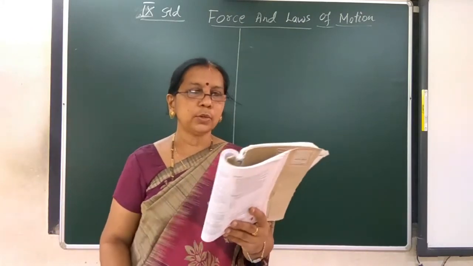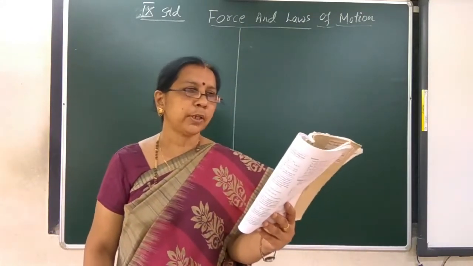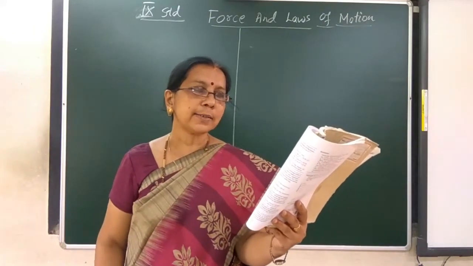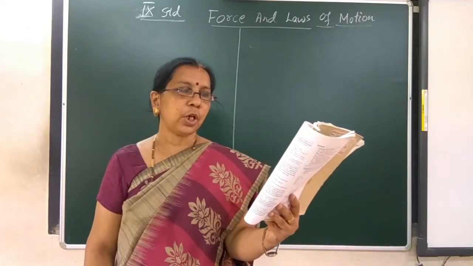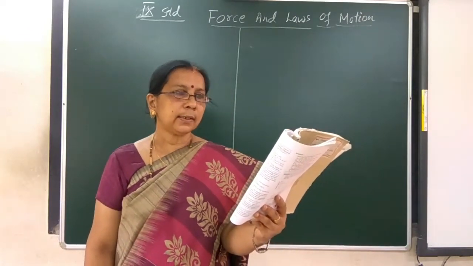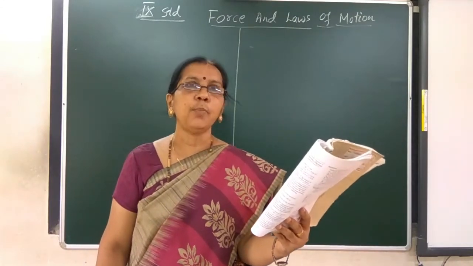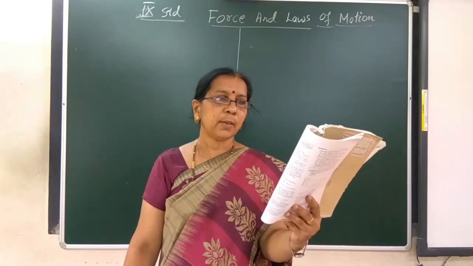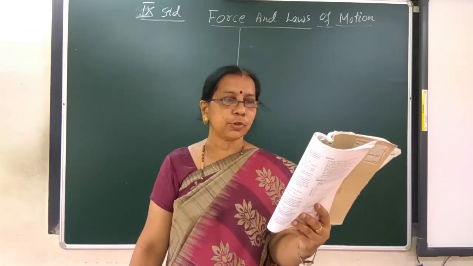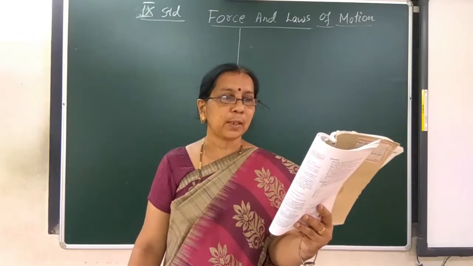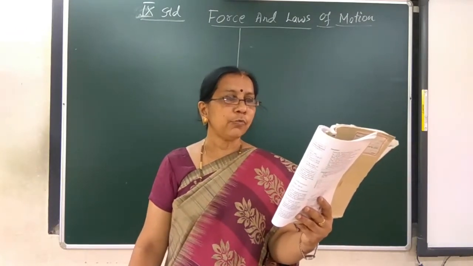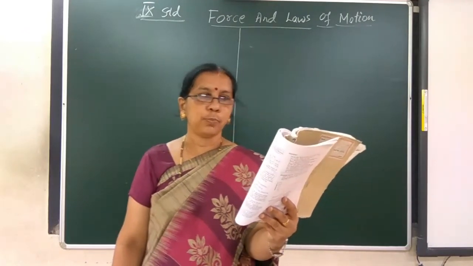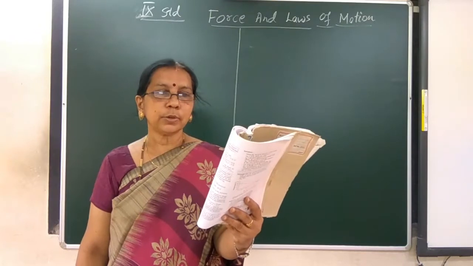See page number 120, example 9.1. A constant force acts on an object of mass 5 kg for a duration of 2 seconds. It increases the object's velocity from 3 meter per second to 7 meter per second. Find the magnitude of the applied force. Now, if the force was applied for a duration of 5 seconds, what would be the final velocity of the object? You have to find two things here.